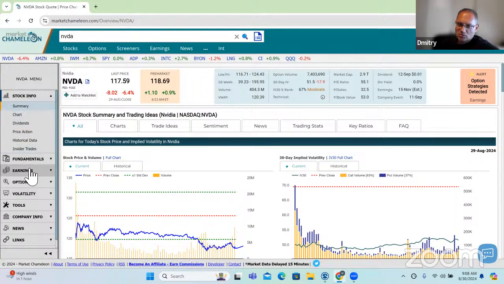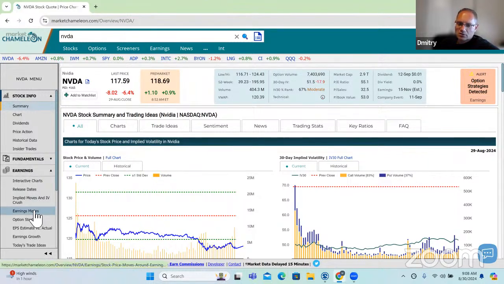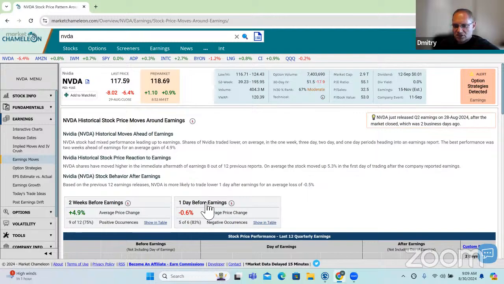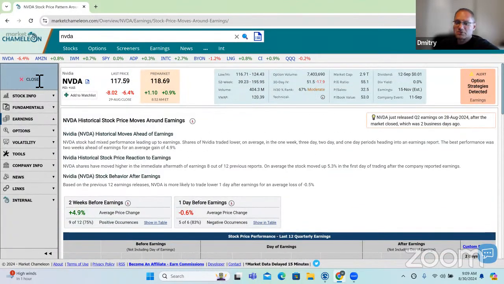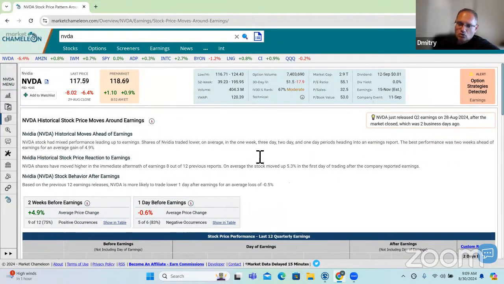on this page you can see a menu to the left-hand side, and under earnings, we're going to look at earnings moves right here. Click on that. And then we'll get this initial report, and I'm going to close this menu to expand the screen.